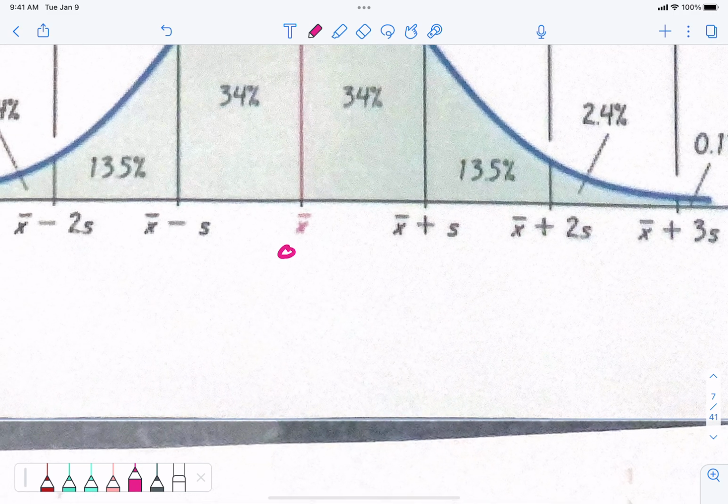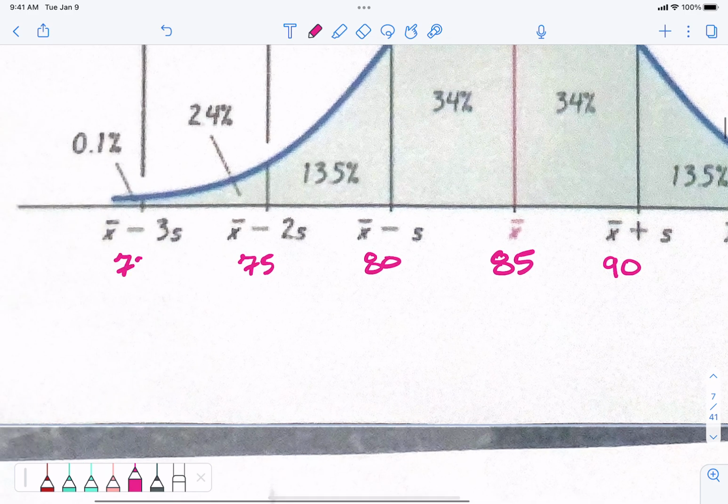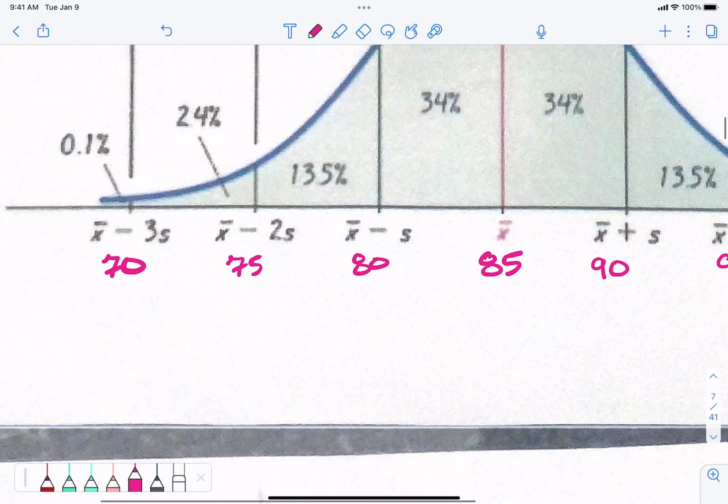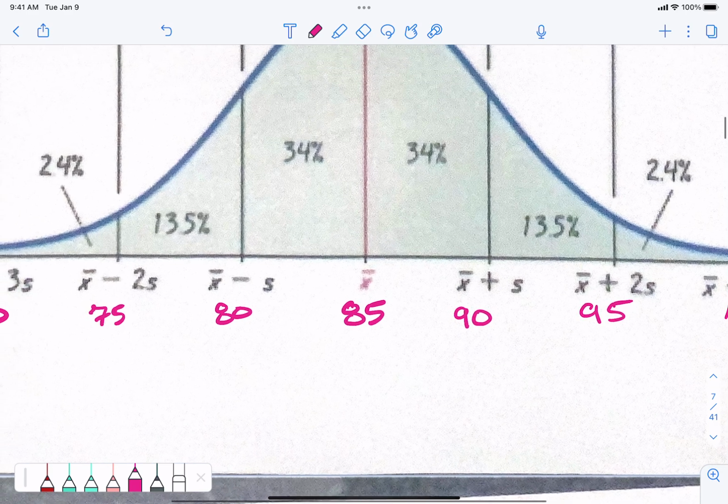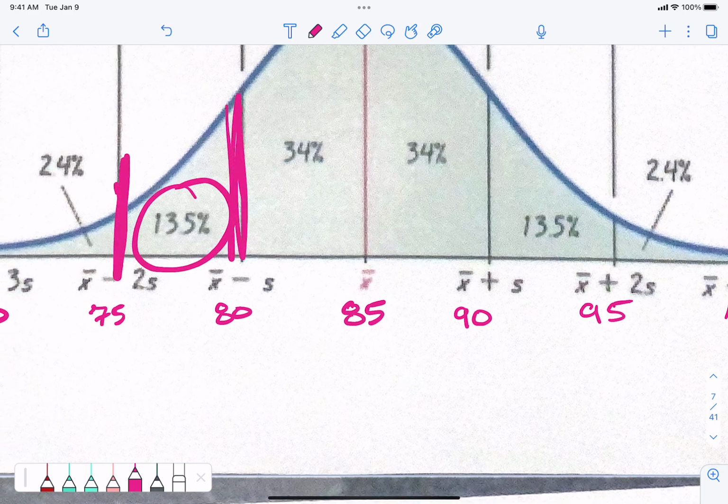So like if I scored an 85 exactly, and a standard deviation of 5, this would be 90, 95, 100 in these spots, okay? This would be 80, 75, 70. Let me show you where we're going with this. If I say what percent of people scored between a 75 and an 80, you would say 13.5%-ish, right? Like that's that.